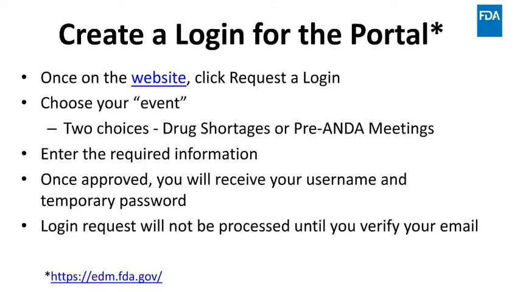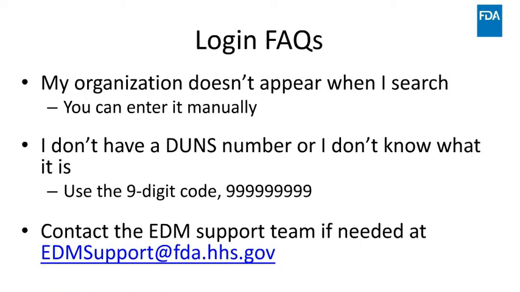The next thing you need to do is create a login for the portal. Once you go to the website, you click Request a Login. It's very similar to requesting a login for any type of website that you might use, like Amazon or something like that. Choose your event. Right now there's 2 choices. One is drug shortages or pre-ANDA meetings. This is a platform we plan on expanding in the future. There may be other options in the future. Enter the required information that may be requested. Once you're approved, you'll receive a username and a temporary password. Your login request will not be processed until you verify your email.